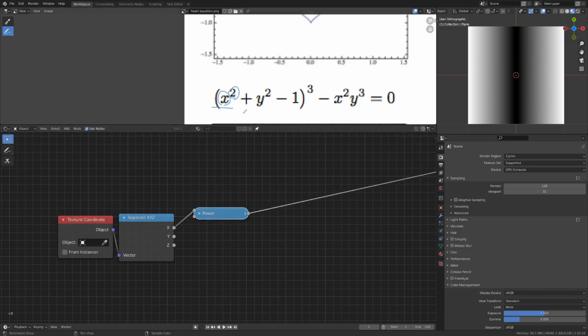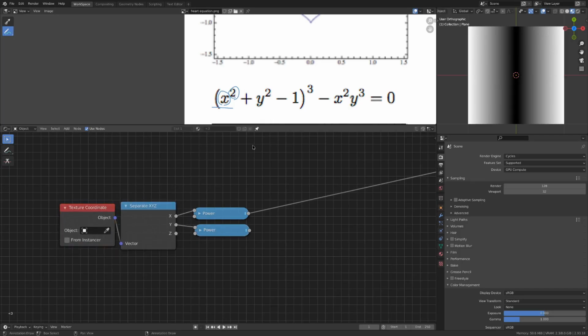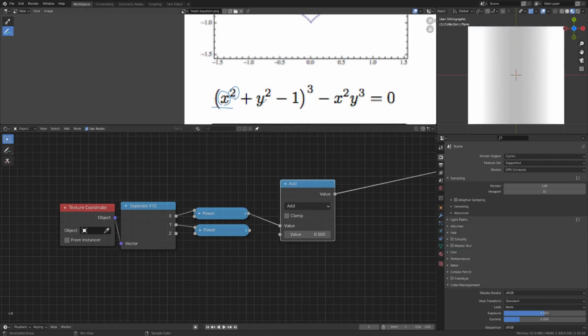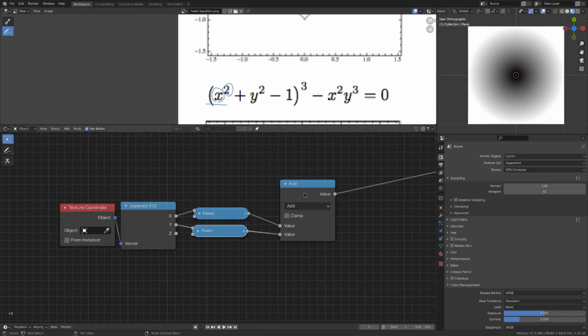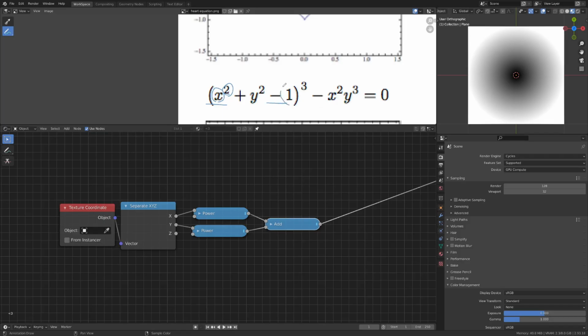This is x squared plus y squared. Here's y squared. Using a Math Add node, we need to add x squared and y squared to each other, x and y here, and we'll get this circle. It's pretty cool.